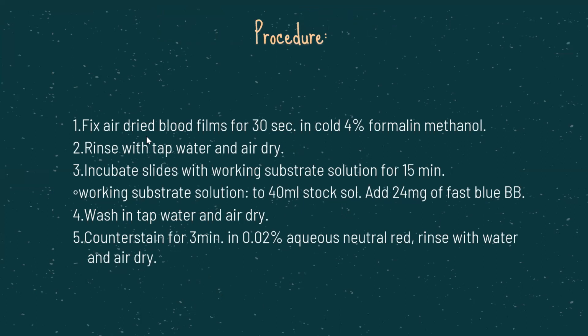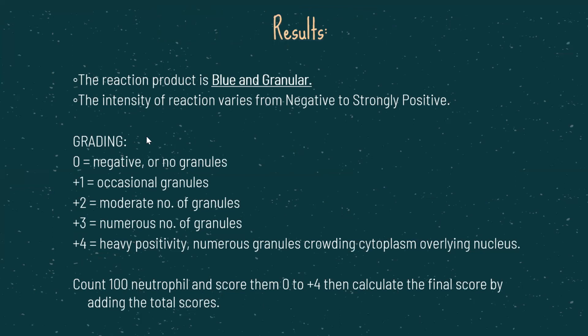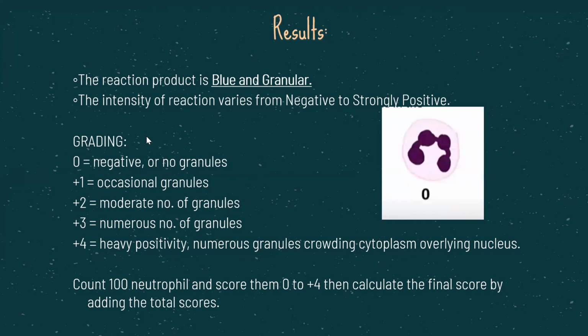Okay. So here's your procedure. So, and result interpretation. Okay. So the reaction product is blue and granular. So intensity of reaction varies from negative to strongly positive. So we have different types of grading: 0, plus 1, plus 2, plus 3, plus 4. Okay. Yan. So, paano po natin siya i-grade? So, here is an example.